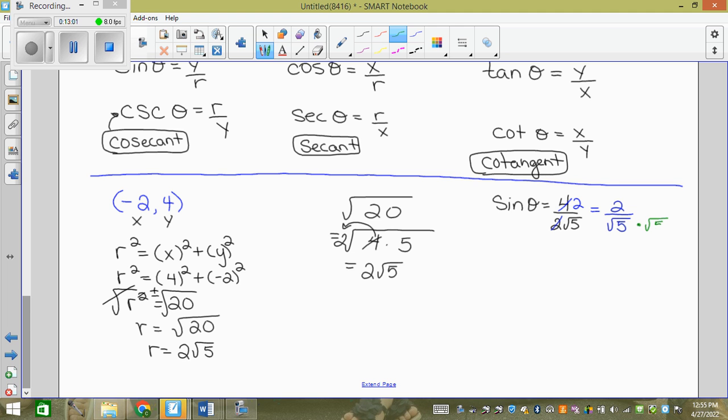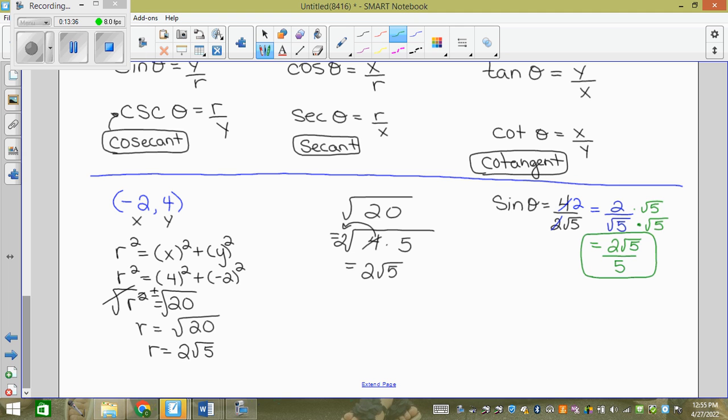Last year you learned in grade 11 to rationalize the denominator with a monomial: you just multiply by what the radical is. Even if I had left the 2, I would still multiply by root 5. But if there was a binomial, a plus or minus sign, you'd multiply by the conjugate. If it was root 2 plus 5, you'd multiply by root 2 minus 5. But a monomial, you just multiply by what's in the denominator. So we're going to get 2 root 5 over 5, because root 5 times root 5 is 5, and that will be your answer.